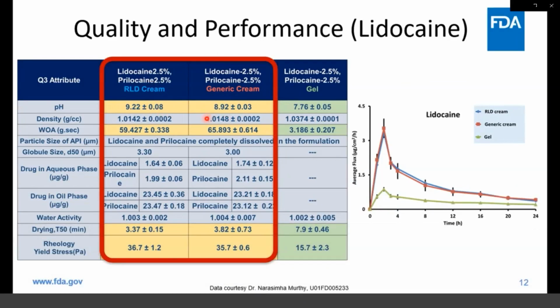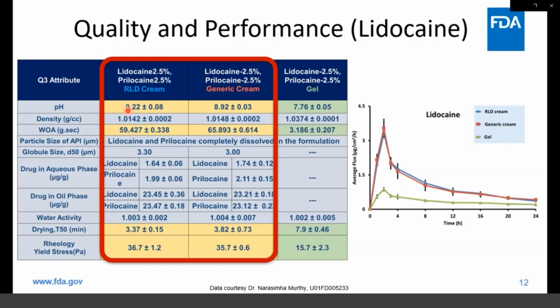Now, typically in our guidances, we recommend that for Q3 characterization, one should evaluate 3 batches of the test product and 3 batches as relevant of the reference product. And then we utilize that Q3 data to compare the test and the reference product. And usually the expectation is that the values we obtain for the generic product should fall within the range of the values that we obtain for the reference product.